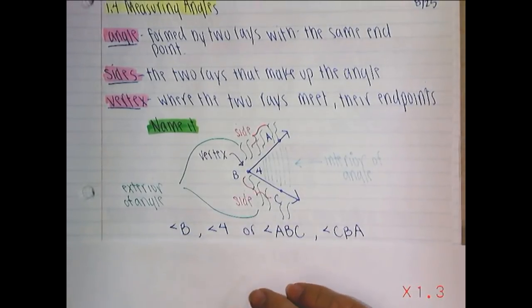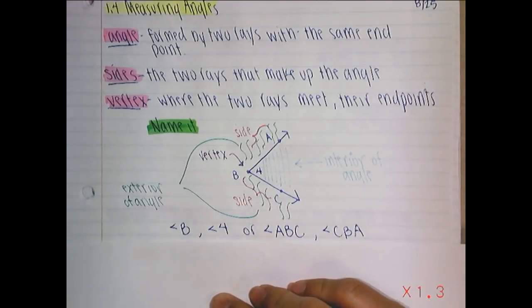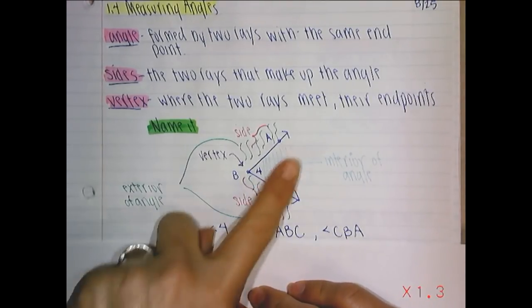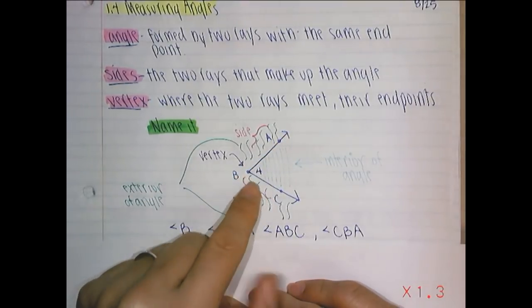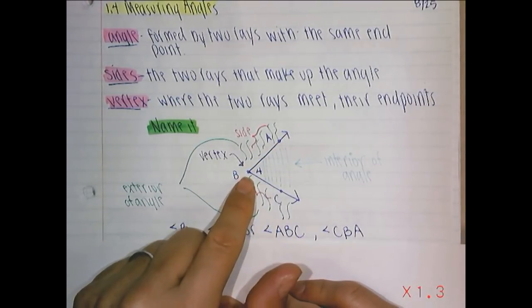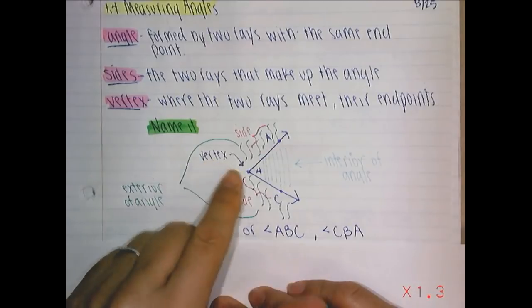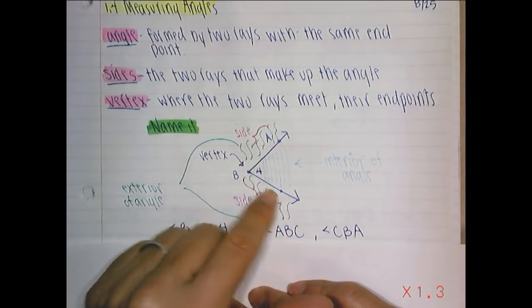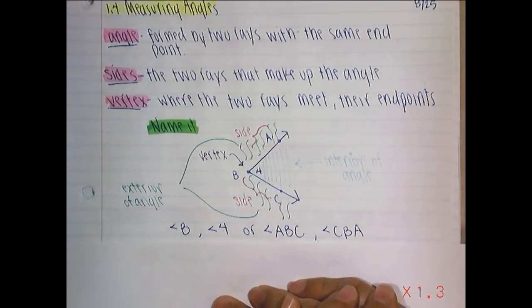And now that I'm looking at this, it's hard to see this writing right here. Okay, so we want to talk about this angle right here. This ray BA and this ray BC join together at this common endpoint, point B, which is called the vertex, right? Right here, B, the vertex. Along the sides, ray BC would be a side, and ray BA would also be a side.